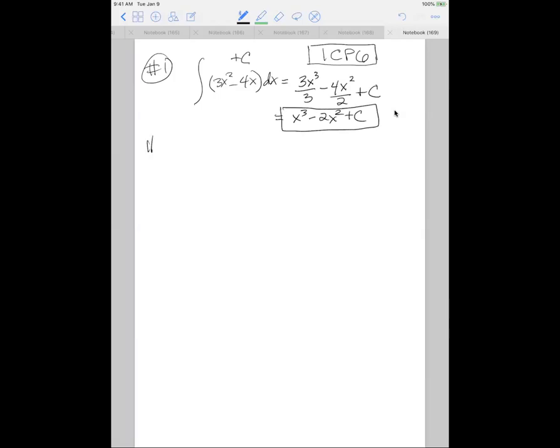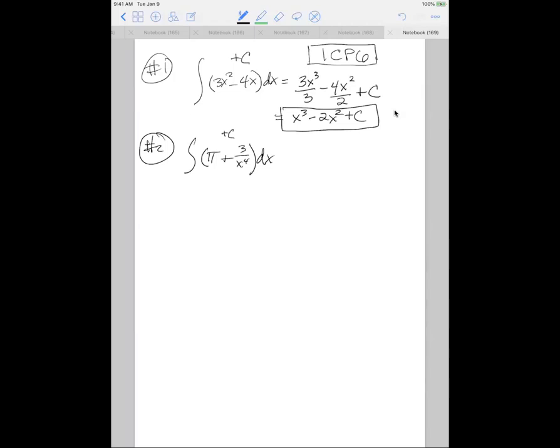Number 2, integral of pi plus 3 over x to the 4th. Okay, notice difference this time. It's again indefinite integral, so I'm going to need a plus c. But this time I've got a constant only, and it's a pi, so it's not like just a number. But we've got a pi there.